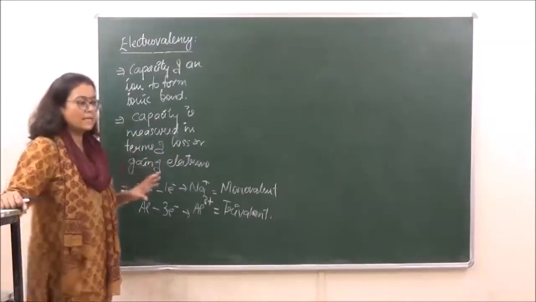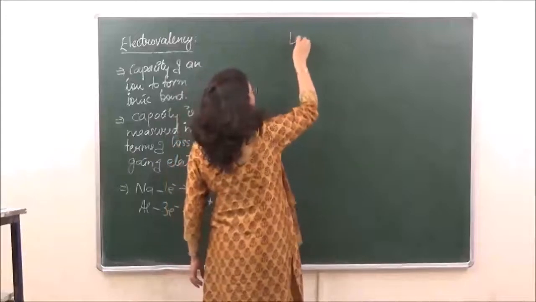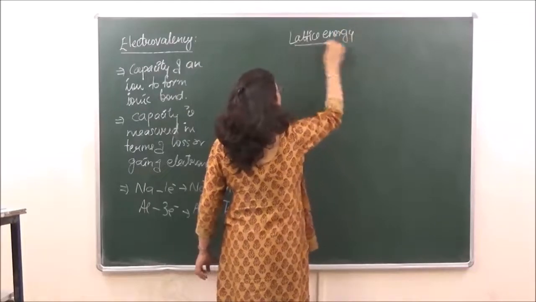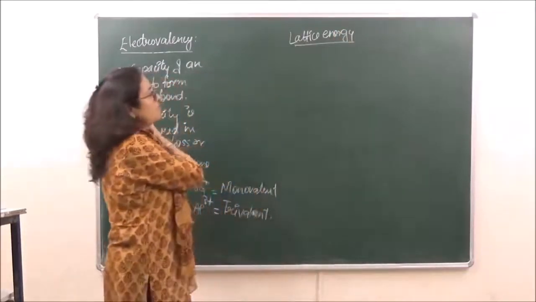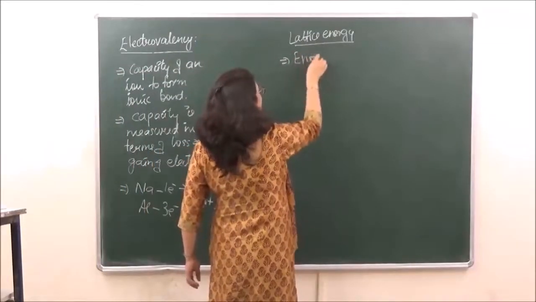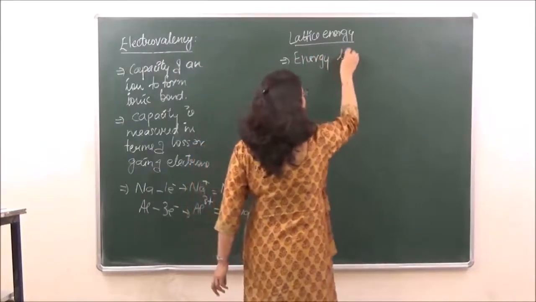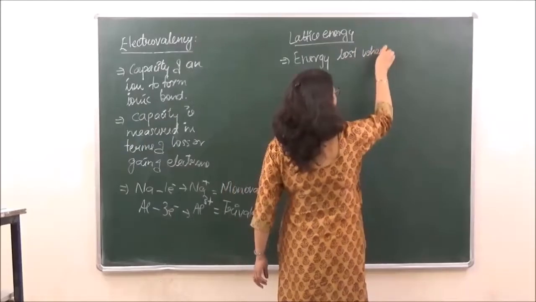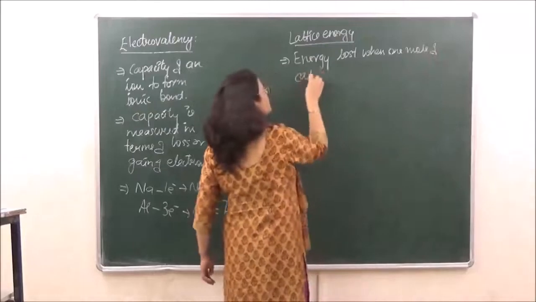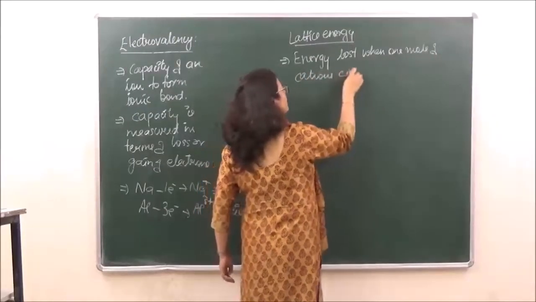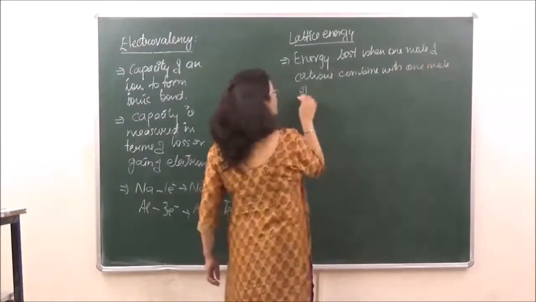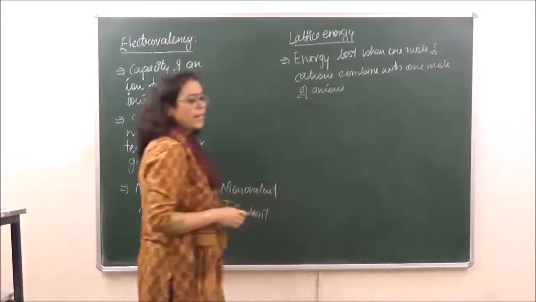When we are talking of electrovalency or electrovalent compounds, we spoke of one term which was known as the lattice energy. Okay, so let's do lattice energy in detail. How did we define lattice energy? We said that lattice energy is the energy required or energy lost when 1 mole of cations combined with 1 mole of anions to form a crystal lattice.